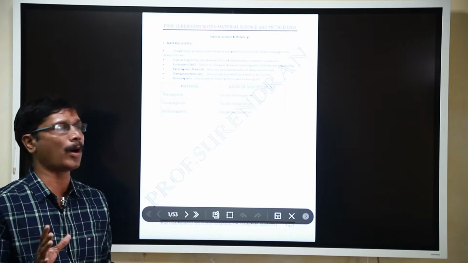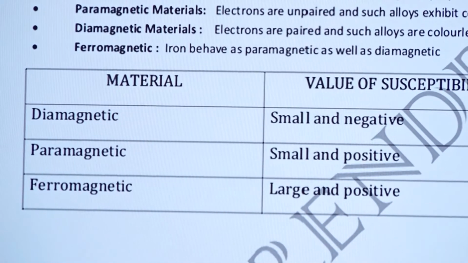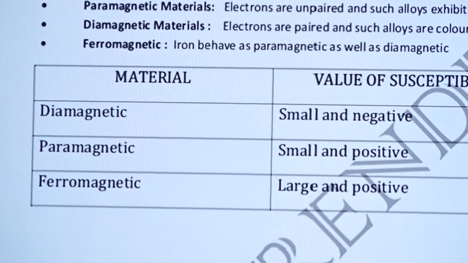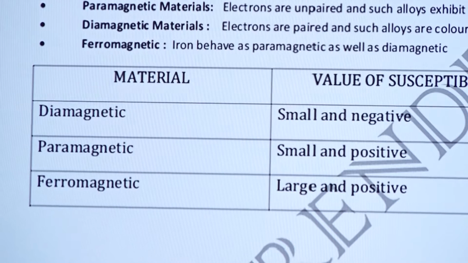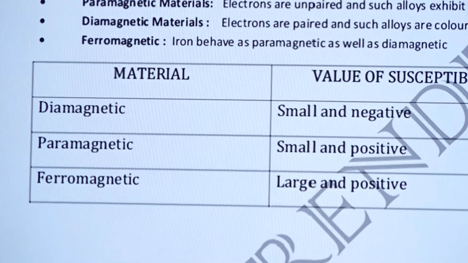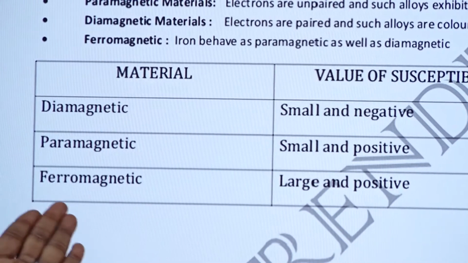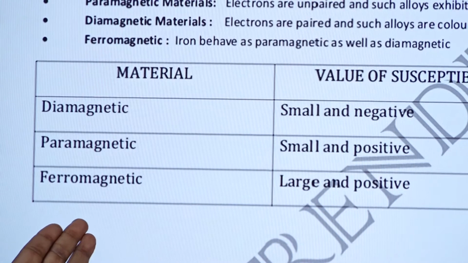What do you mean by Curie point? At the Curie point there is no change in phase. The phase may not be changed, but only the magnetic properties disappear. The point at which the phase does not change and the magnetism disappears is termed the Curie point. Based on that, we have three materials: diamagnetic material, paramagnetic material, and ferromagnetic material.